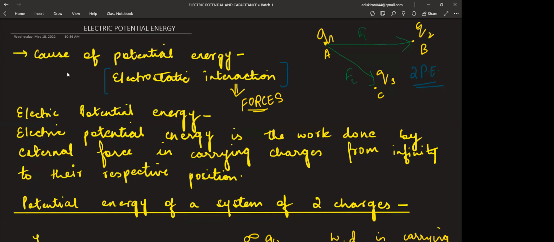So it's basically about the electrostatic interaction. Interaction means forces. If two charges are available and they can exert force on each other, we will say there will be a potential energy. If they cannot exert force on each other, that means no electrostatic interaction. This is what is meant by interaction.